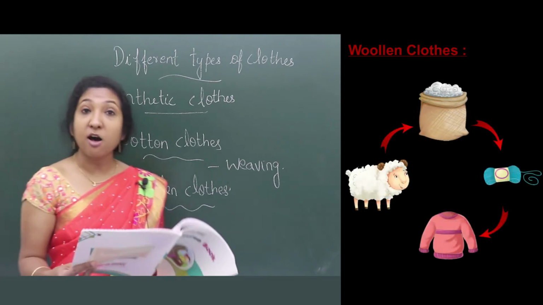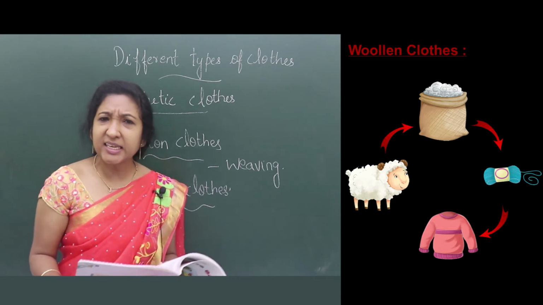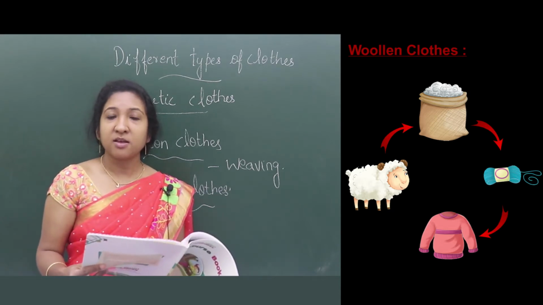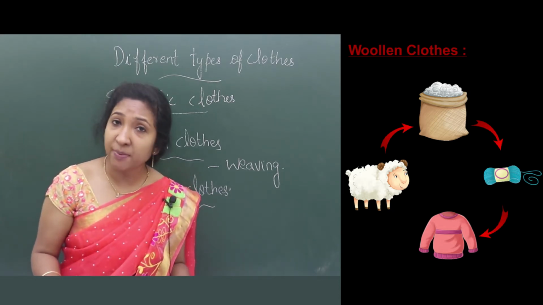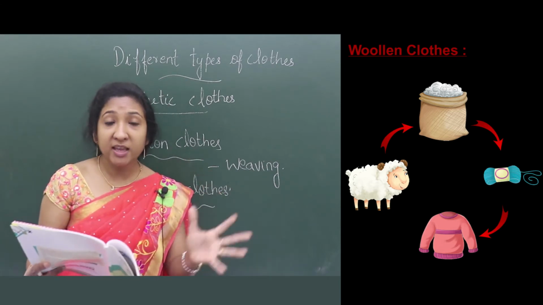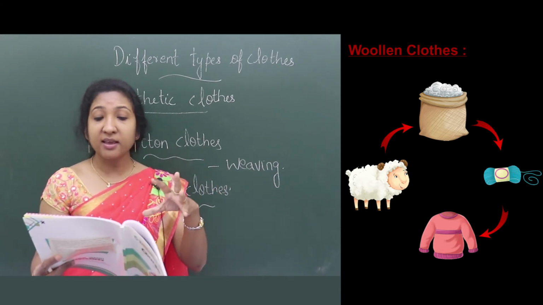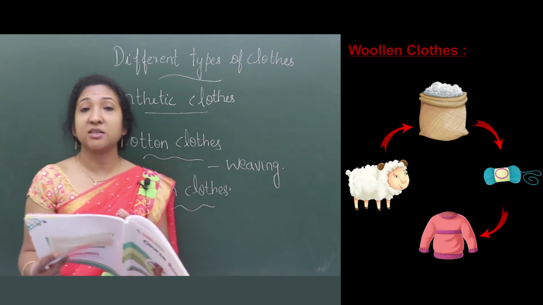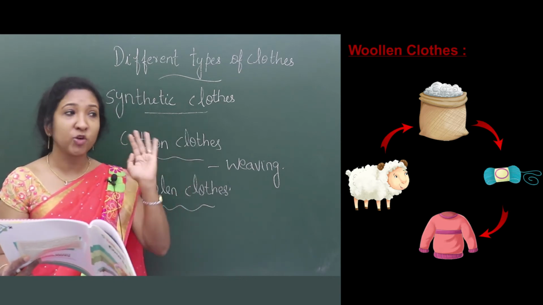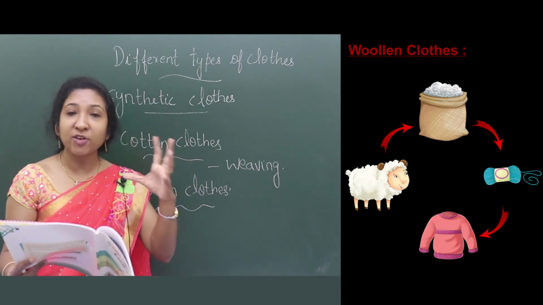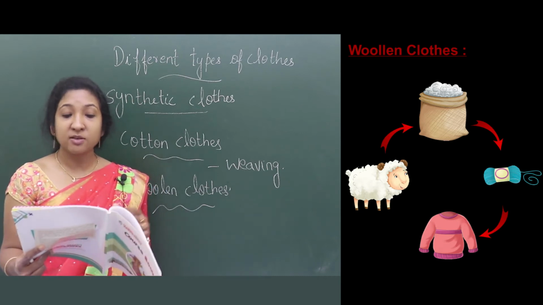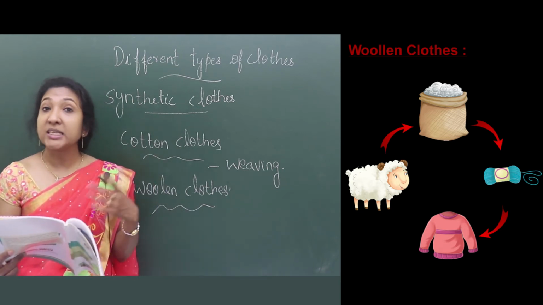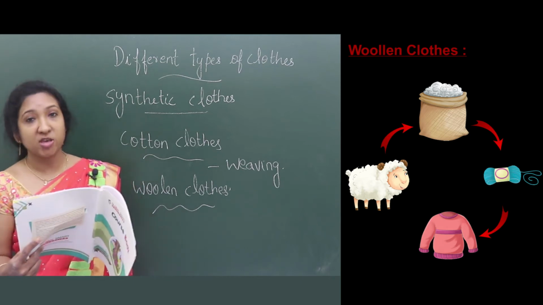Wool is the soft, thick hair of sheep. Have you seen a sheep? Yes. There you can see thick hair on its body, and it looks so soft. If you touch it, you can feel that softness. So wool is the soft, thick hair of sheep.